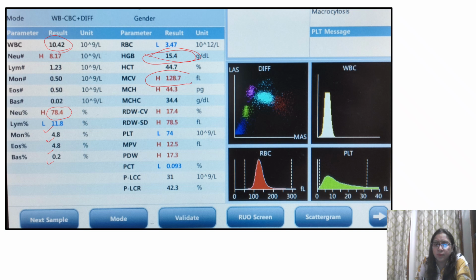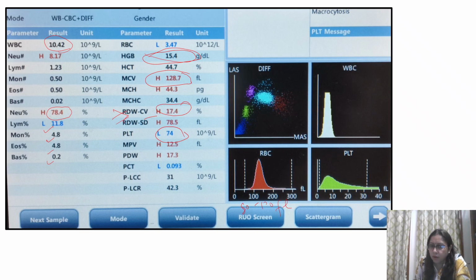MCV, just see it, 128. Correct. RDW-CV is 17.4. RDW-CV is the red cell distribution width coefficient of variation. So that explains the difference in size of the RBCs, like micro size, macro size, the variations. Platelets were also reduced in the patient, right? So this histogram, I have purposefully kept this picture. See, because in normal RBC the range is between 80 to 100 femtoliters. Okay, on the x axis. What are you seeing here?